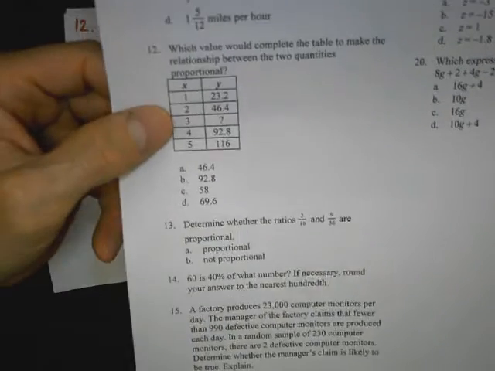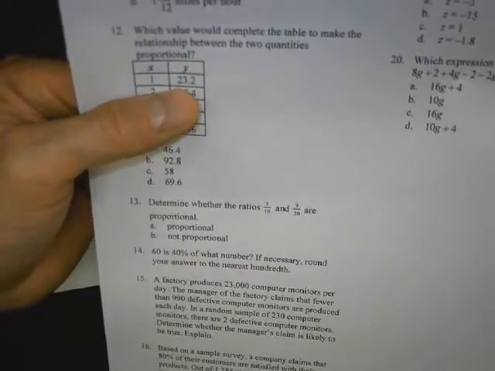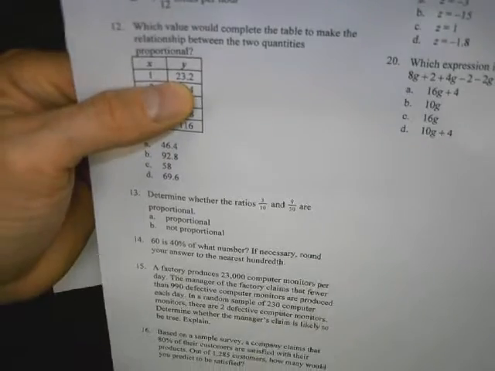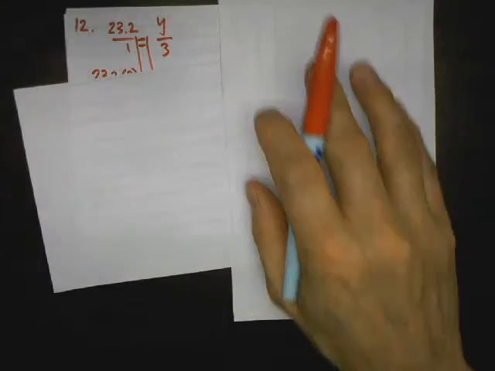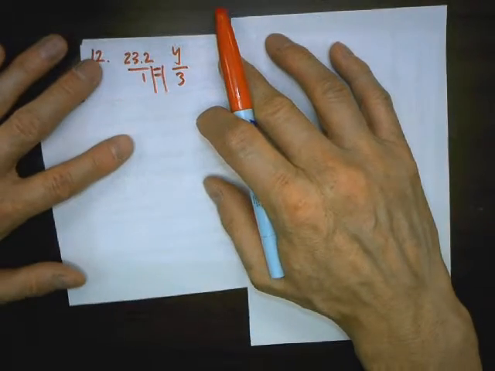So for 12, we have a proportional table. So what I can do is I can take any 2 points and write a proportion. They're all going to equal each other, right? Y over x is going to equal y over x for all of them. So I'll pick the first one, the one with the smallest numbers, and I'll put 23.2 over x over 1. And then I'm going to use that to find this missing number here. So since that's missing, I'll use a variable and then put that over 3. So here's my proportion that I can use to solve this.